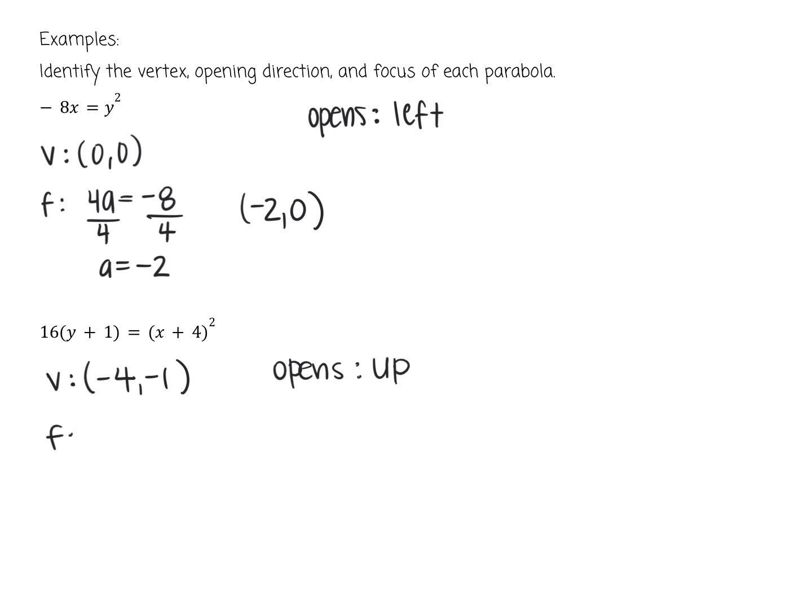My 4a is positive, so it's going to open up. So for my focus, we have 4a equals 16. Divide by 4, and we get a equals 4, which means a is going to get added to my y value on my vertex. So negative 4 stays the same. Negative 1 plus 4 is going to give us 3.